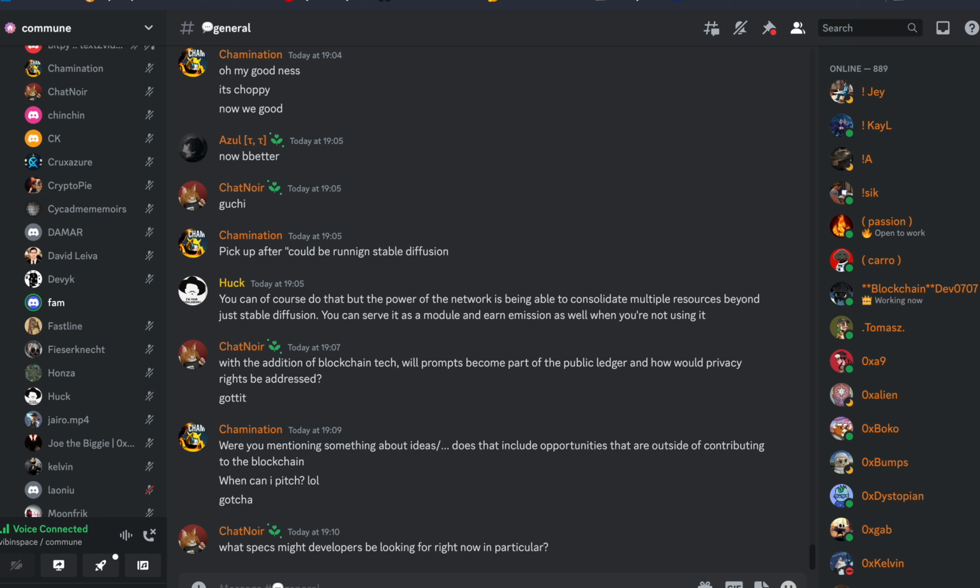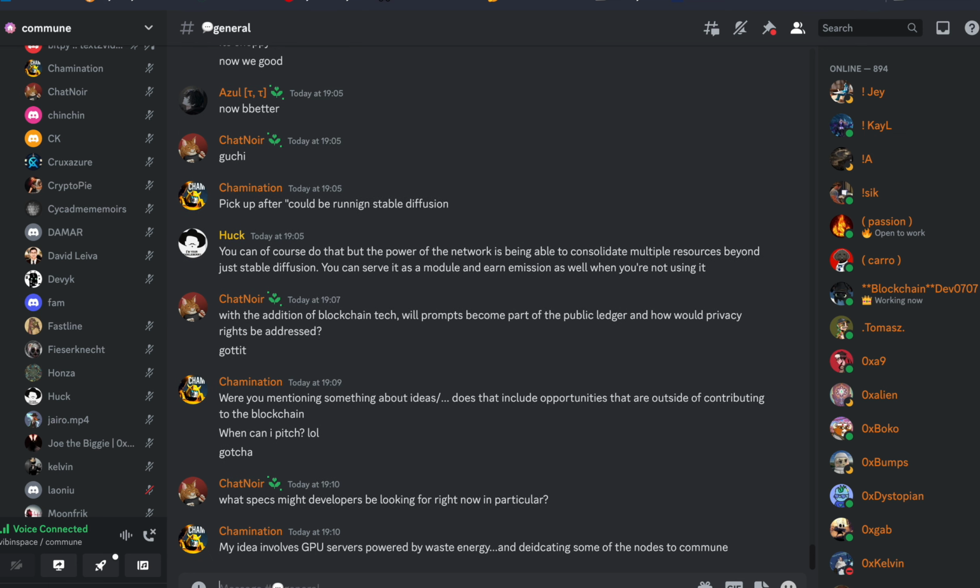It really does depend. There are no requirements for Commune. You could be running an OpenAI endpoint and then wrapping some wrapper over it. Like you can run a ChatGPT endpoint and interface with the GPT API.